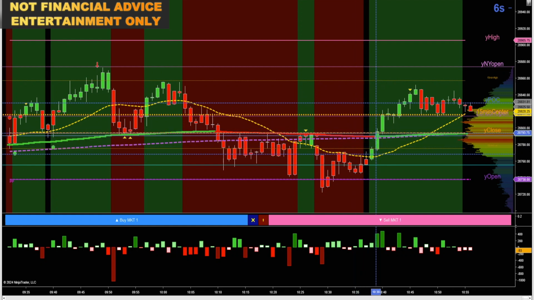Then once we break above this major key level area with VWAP and yesterday's close, we got a lot of strong delta on this candle as well. Plenty of room up to the next key level. That would be another great place to get long.